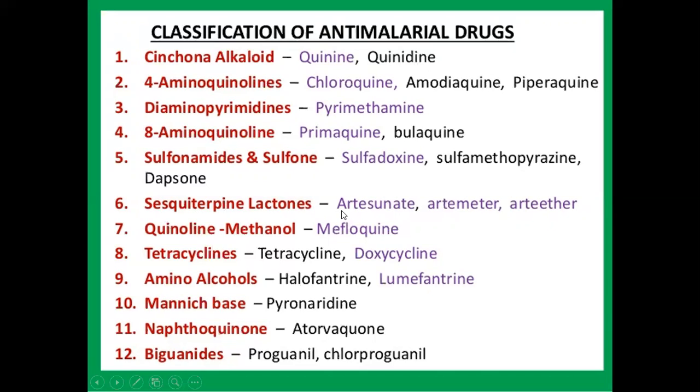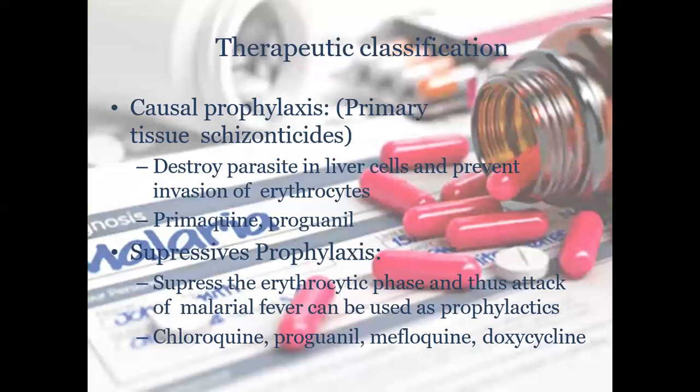sesquiterpene lactones like artemether, quinoline methanol like mefloquine, tetracyclines like tetracycline, doxycycline, amino alcohols like halofantrine, then mannich base like pyronaridine, naphthoquinone like atovaquone, biguanides like proguanil, chlorproguanil. These are the classification based upon the chemical structure.